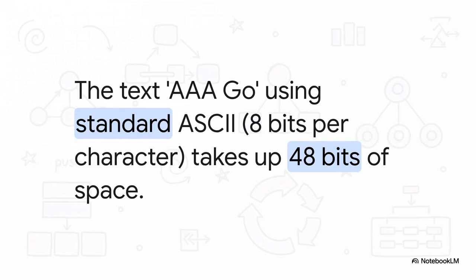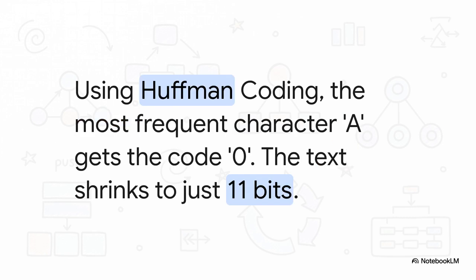If we use a standard code like ASCII, where every single character takes up a full 8 bits, the simple phrase AAGO takes up 48 bits of space. But with our custom Huffman code, where the super common letter A gets a code of just 0, that same phrase shrinks from 48 bits all the way down to just 11 bits. That is a massive saving, and it's all thanks to a clever algorithm using a simple data structure.